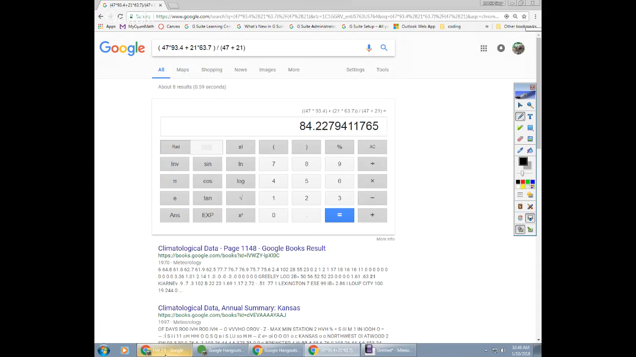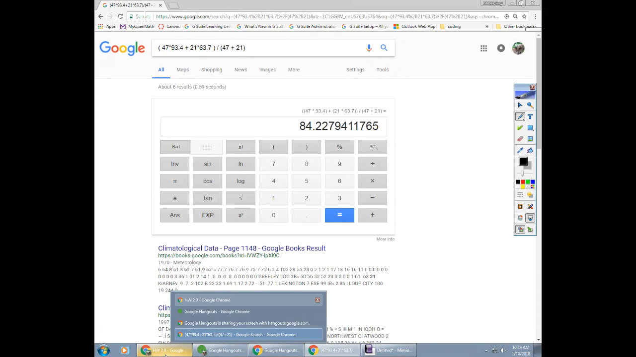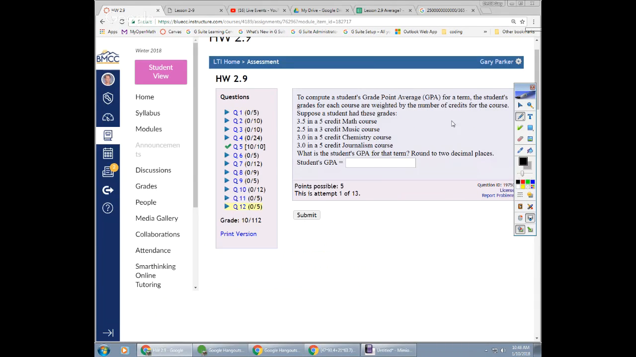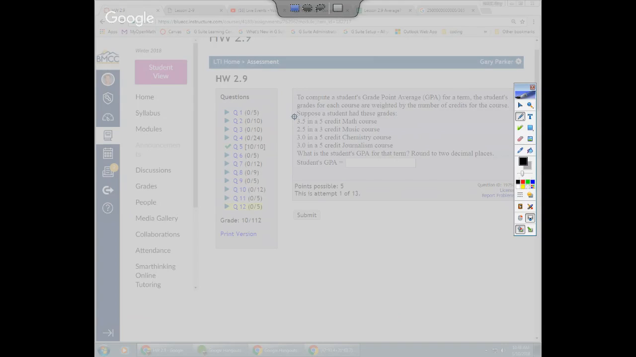So there's another weighted average in the next one, number 12, and that's GPA. Let's take a quick look at that, and we're out of time for fun.